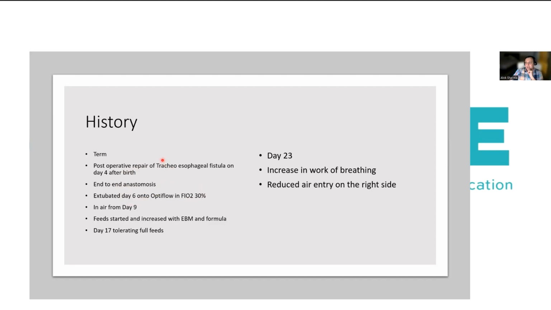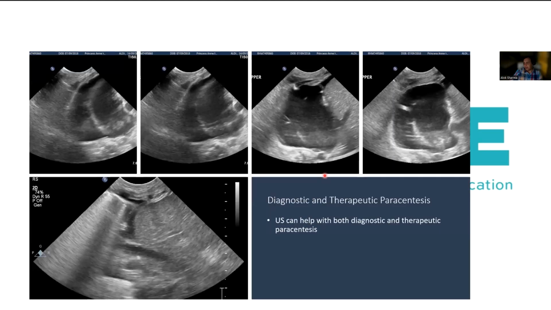So I would say a pretty good outcome for a baby with a postnatally diagnosed tracheoesophageal fistula. Feeds were started and increased with EBM and formula. And by day 17 of life, this baby was tolerating full feeds. But what we noticed on day 23 was increased work of breathing with reduced right-sided air entry.